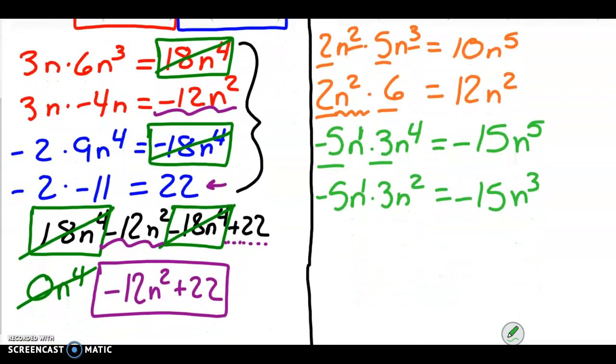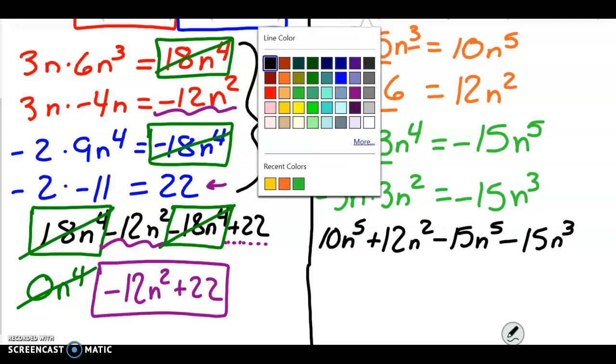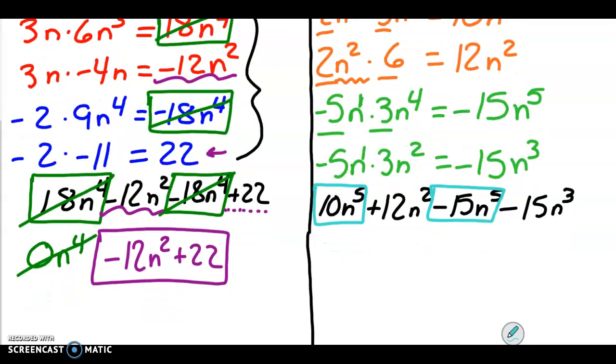Okay? So right now, our 4 terms, we've got 10n to the fifth plus 12n squared minus 15n to the fifth minus 15n to the third. So first things first, are there any like terms that we need to be combining? I only see one pair of like terms, and that's going to be this 10n to the fifth and then negative 15n to the fifth. Once you've identified like terms, it's going to be some n to the fifth term at the end of that. And then 10 minus 15 is all you have to worry about combining. 10 minus 15 is going to be negative 5. I end up with negative 5n to the fifth.